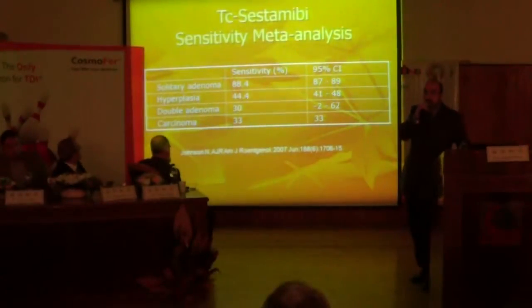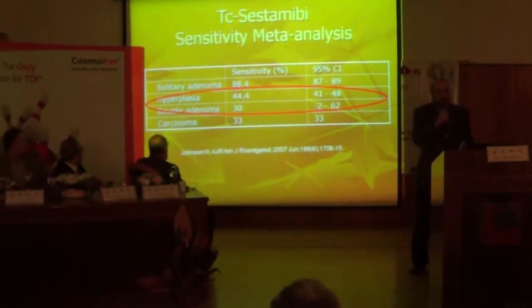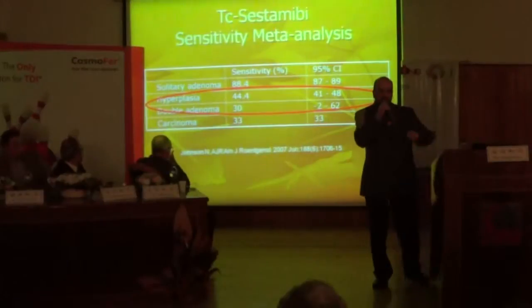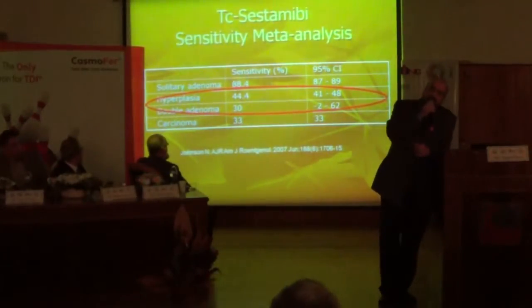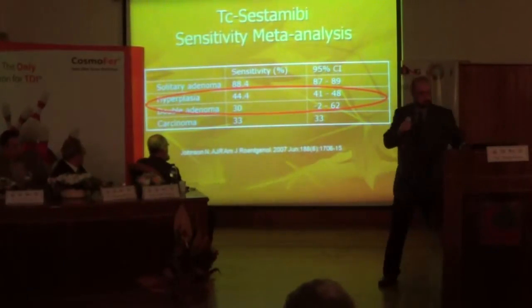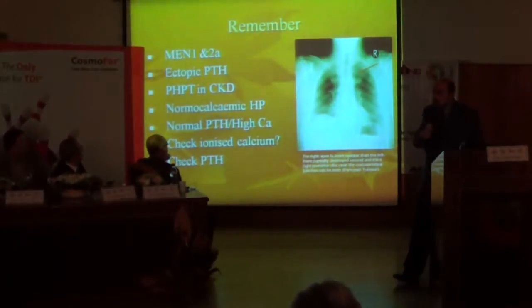Let us see MIBI scan alone, meta-analysis. Hyperplasia is 44%. Double adenoma, 30%. So when you request a scan with sensitivity of 30% in renal failure patients to localize the glands, it is a waste of money. This is an MIBI scan localizing an adenoma. Remember, the salivary glands will take up the tracer as well.